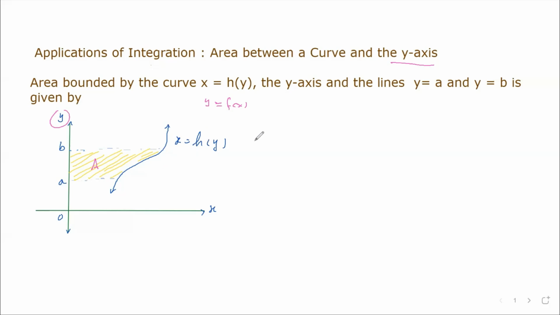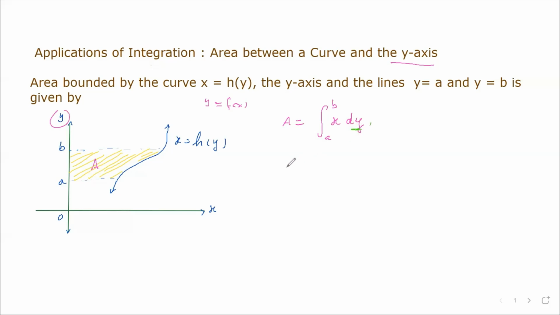So from this graph, if you want to find the area between the curve and the y-axis, the final area A is going to be equal to the integral of x dy. Before, we integrated x to dx; now dx becomes dy, from a to b. See this one, right? Now it is dy, not dx.